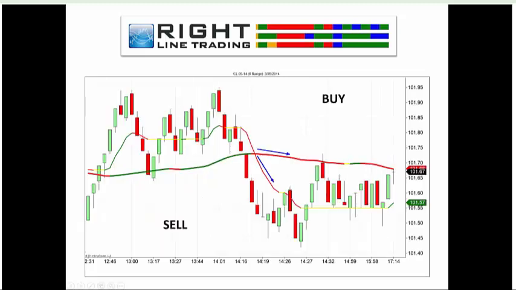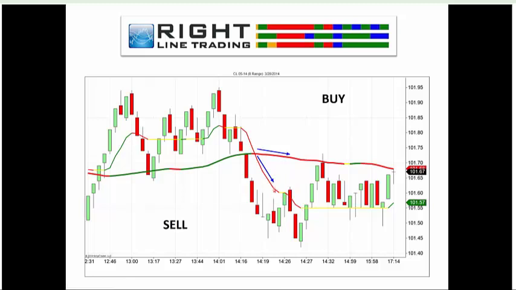Then we've added what's known as our modified 15. Now, if you overlay a 15 period simple moving average and a 15 period exponential moving average over this line, you'll see that they cross back and forth over each other. This is a proprietary trend line, and it really, really helps us trade.